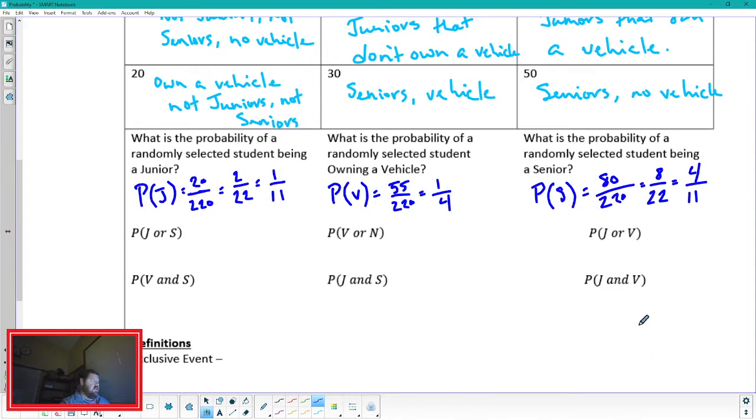So now we start seeing the shorthand being used a little bit more. And I'm going to use the numbers that I have up here so I don't have to scroll up and back and all that. The probability of being a junior or a senior. There were 20 juniors and 80 seniors, so there's 100 total of those two. Over 220 would turn into 10 over 22, which looks like 5/11ths.